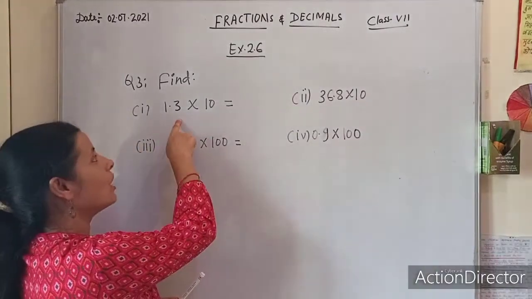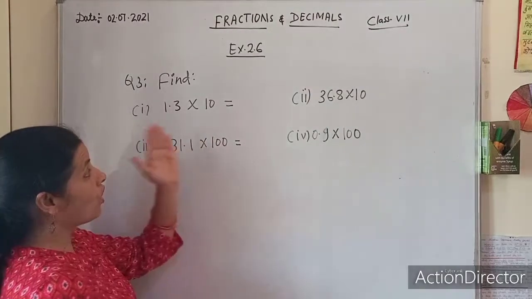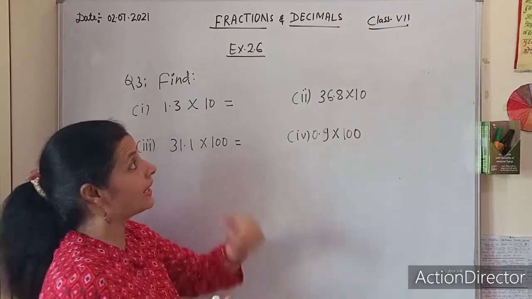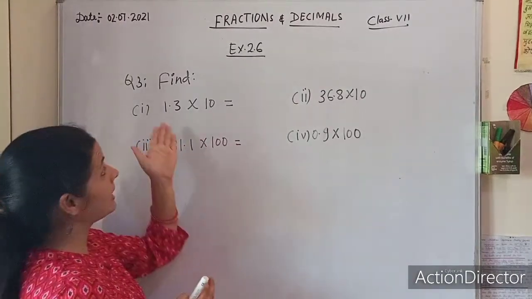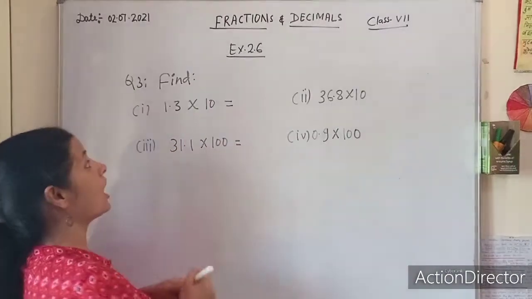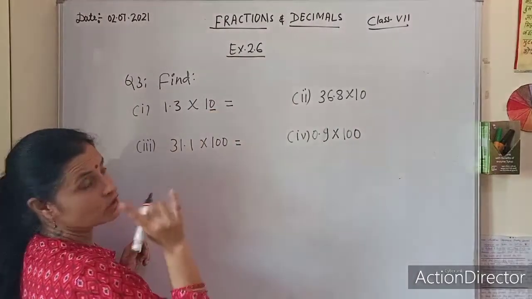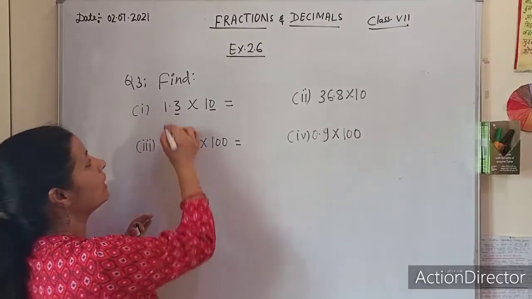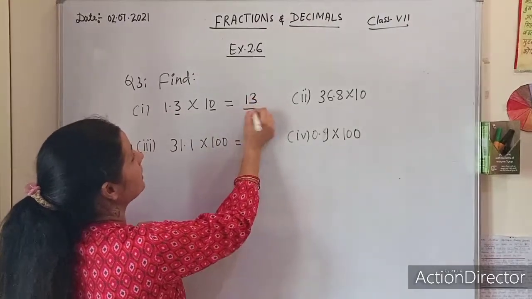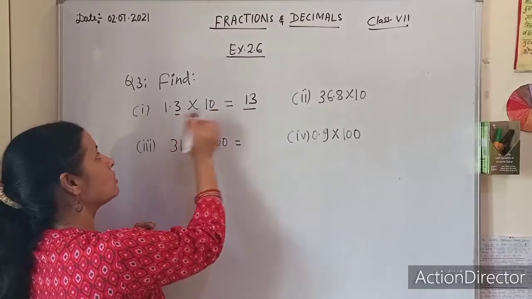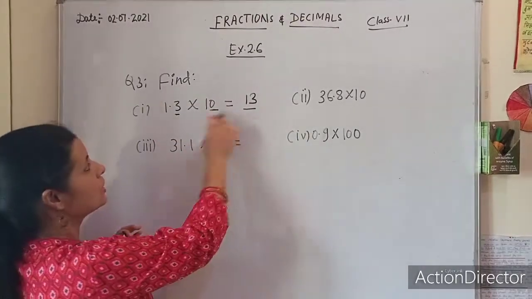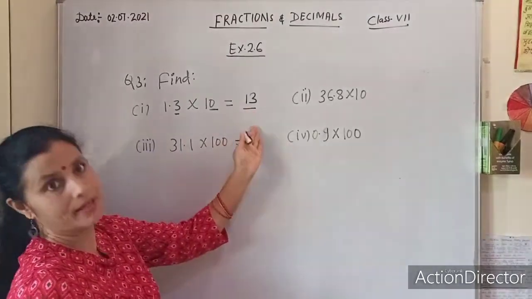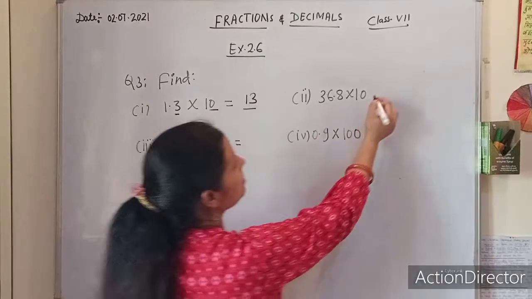So you can see 1.3 into 10. Here we are not going to solve this question by the traditional method. What I explained to you in the concept, here we will apply the direct method. How many zeros are there? There is only one zero. How many digits after the decimal? There is only one digit. So the answer will be 13, because this zero will remove this decimal, which I explained in the concept, from where this answer came. Understood? Now come to the next one.